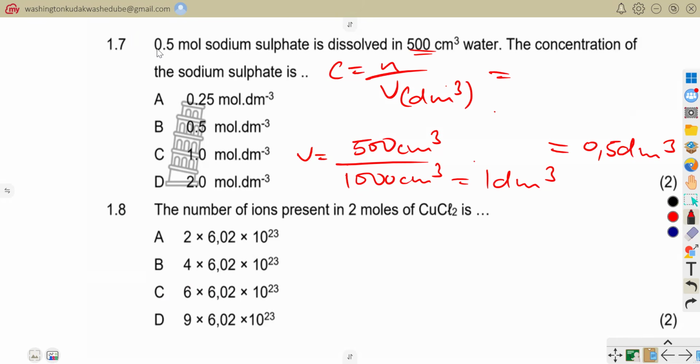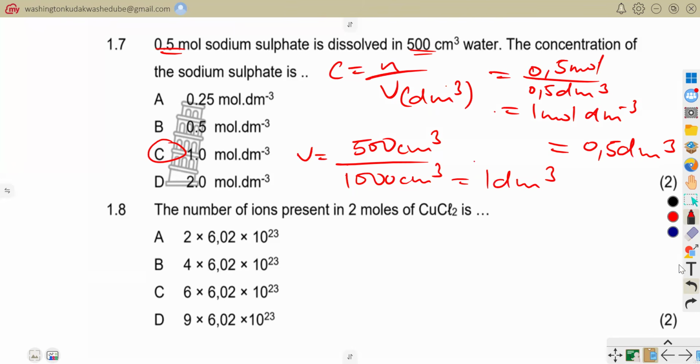Now your number of moles is just 0.5, so you would say 0.5 moles divided by 0.5 decimeter cubed. Your answer was just supposed to be equal to 1 mole per decimeter cubed. So the answer that you're looking for is C, that is 1 mole per decimeter cubed.